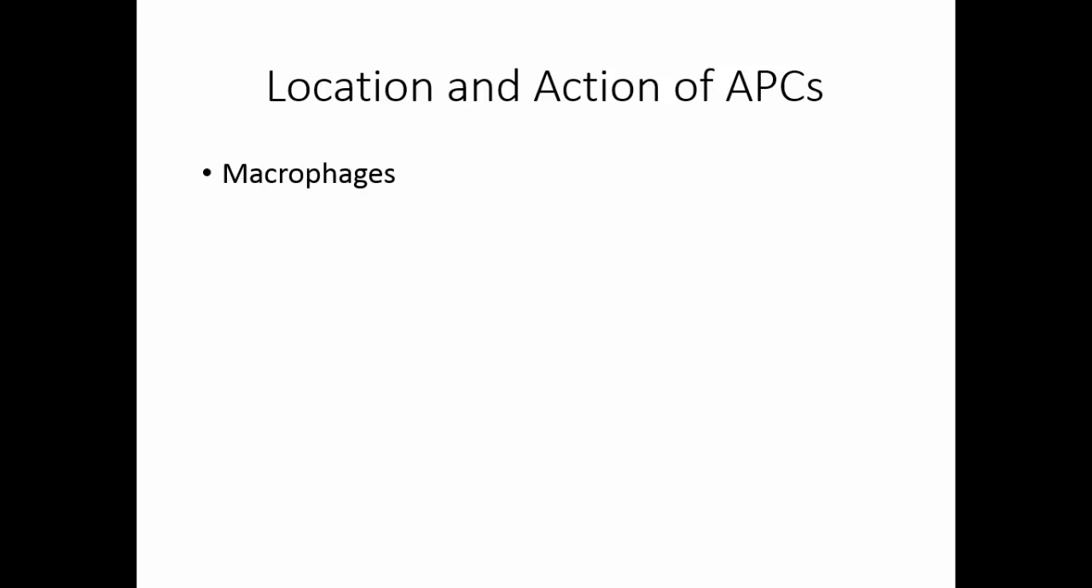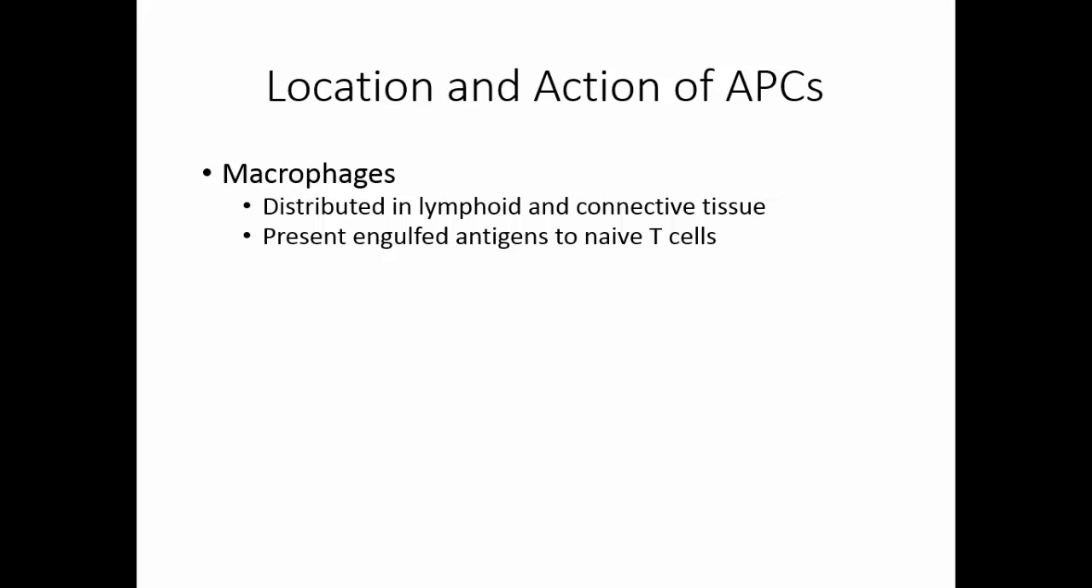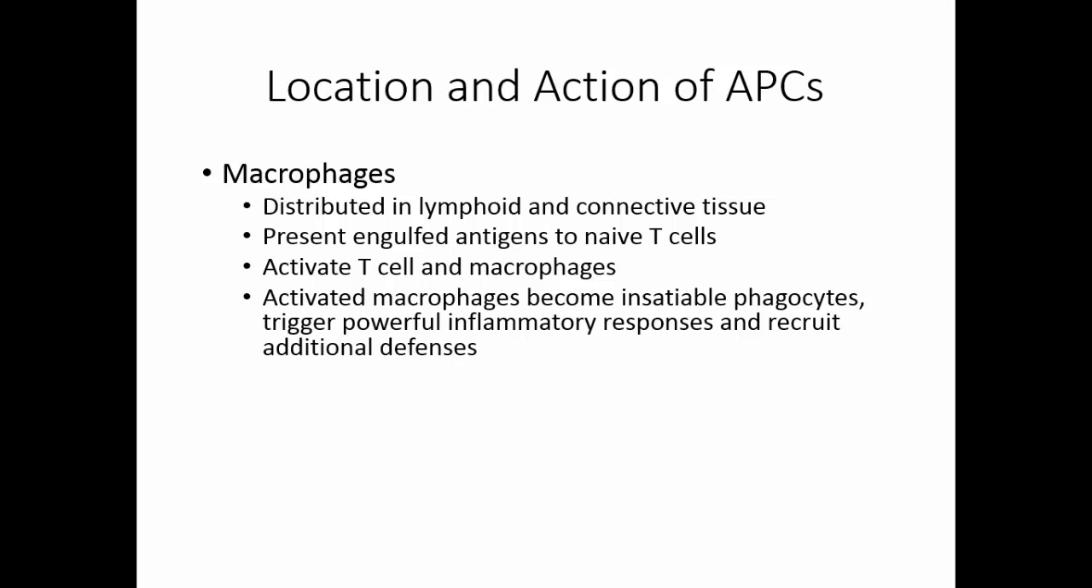The macrophages are distributed in the lymphoid tissue and the connective tissue. You'll remember many of them can wander around as they want to. They also engulf antigens and present them to naive T cells. When they present to a naive T cell, not only do they activate the T cell, but they also activate other macrophages. These activated macrophages become insatiable phagocytes. They also trigger powerful inflammatory responses and recruit additional defenses.